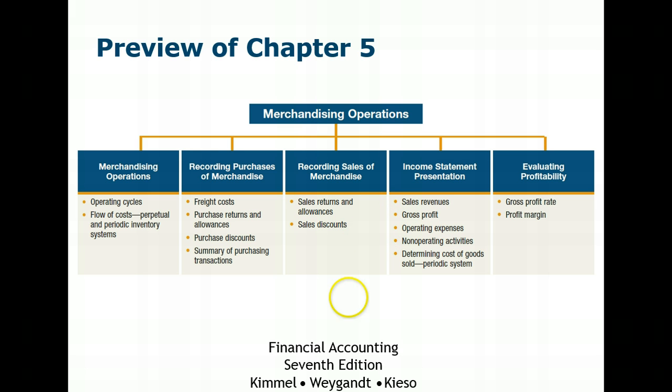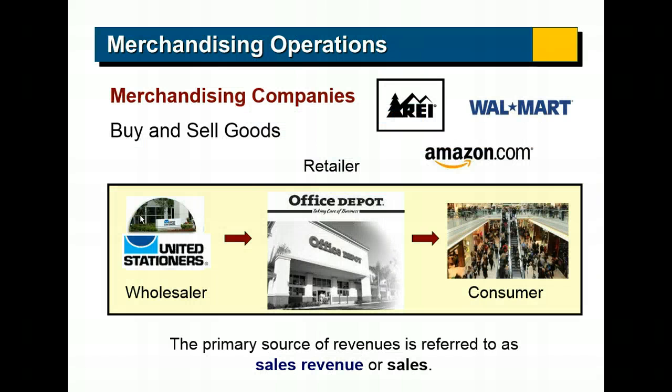Then from there, we're going to talk about a new type of income statement because we've got some new items here. We're going to have a cost of goods sold and a gross profit. So we're going to talk about that, and then from there, look at some ratios, gross profit rate and profit margin, to understand really how much they're making on particular sales of inventory.